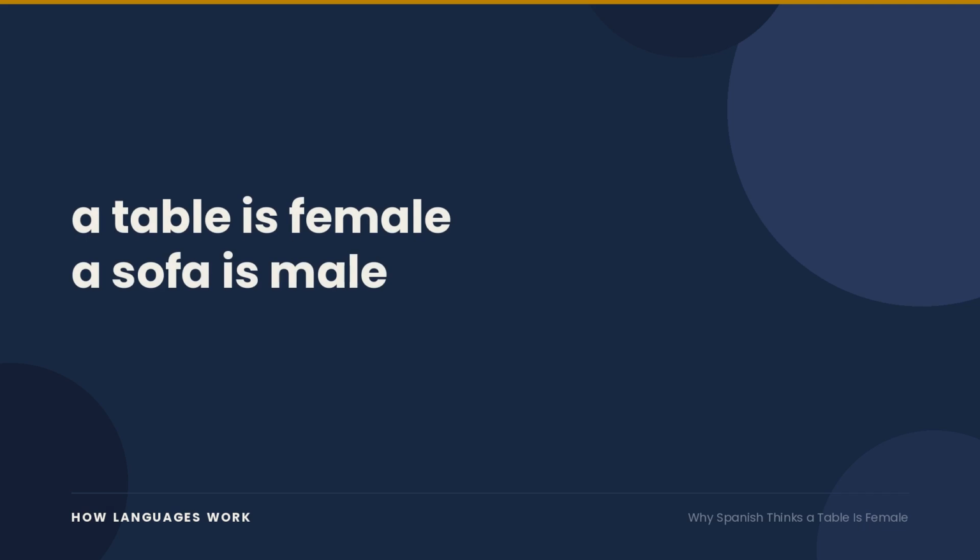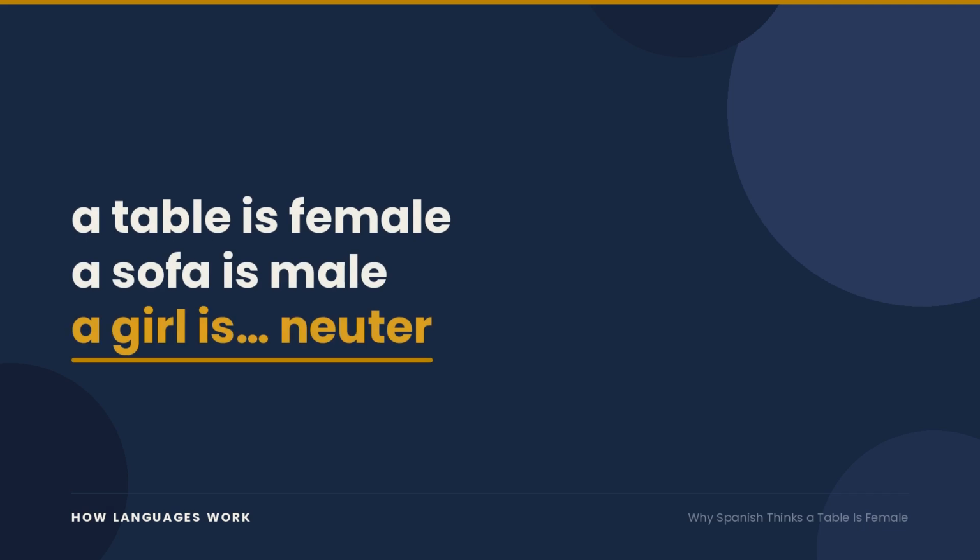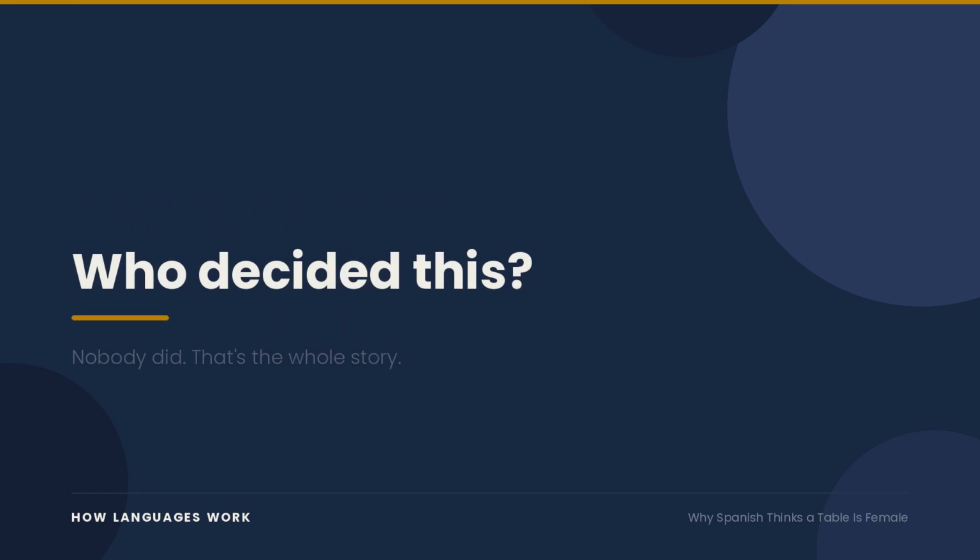In Spanish, a table is female. In French, a chair is female, but a sofa is male. And in German, a girl is neuter, not "she," "it." If you have ever stared at a vocabulary list, thinking, "Who decided this?" today you get the answer.